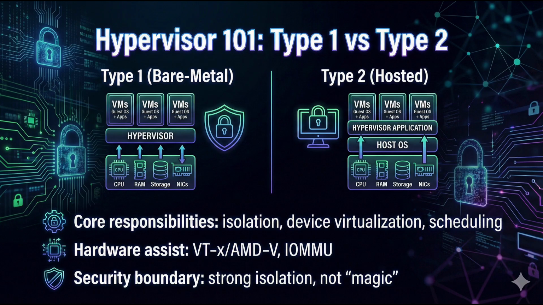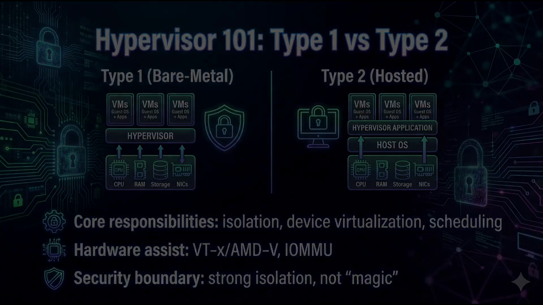Hardware assist features, Intel VT-x/AMD-V for CPU virtualization, and IOMMU technologies for device isolation, make that possible. Here's the security takeaway: the hypervisor is a high-value target. Isolation is generally strong, but it depends on correct configuration and timely patching. So we treat the hypervisor like a critical system, not just the thing that runs VMs.